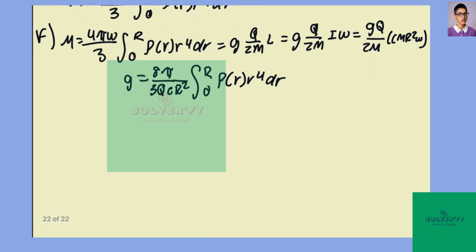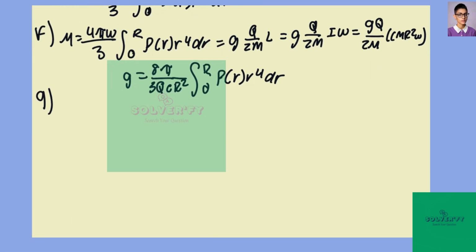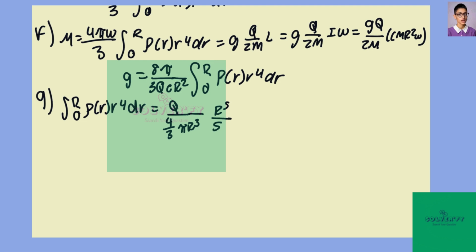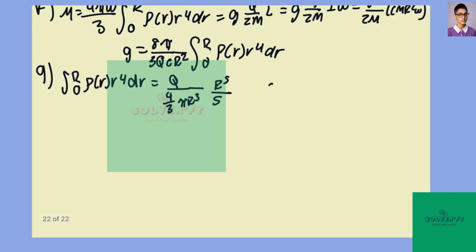So for part G, we want g if the solid sphere has uniform density. And so in this case, the integral from 0 to R of ρ r⁴ dr is equal to Q over 4/3 πR³ times R⁵ divided by 5. So if we use C equals 2/5, we get g equals 1. So there you go.